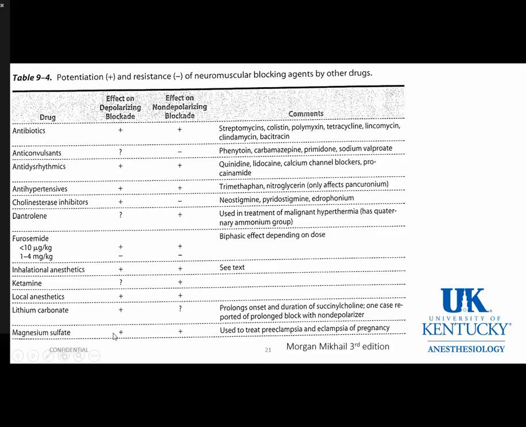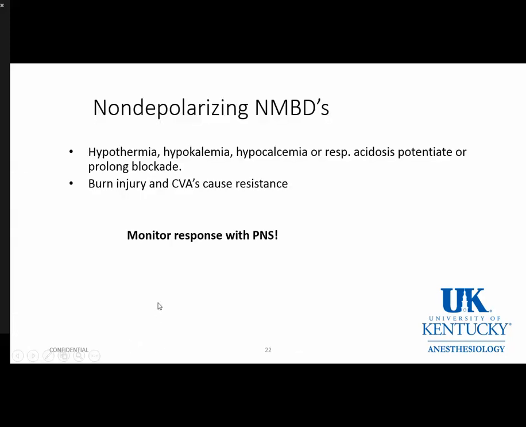We know our colleagues up in the obstetric area, when using magnesium sulfate in the management of preeclampsia, are using another drug that can potentiate both a depolarizing and a non-depolarizing block when given. Non-depolarizing neuromuscular blocks are potentiated also by hypothermia, hypokalemia, hypocalcemia, or respiratory acidosis.